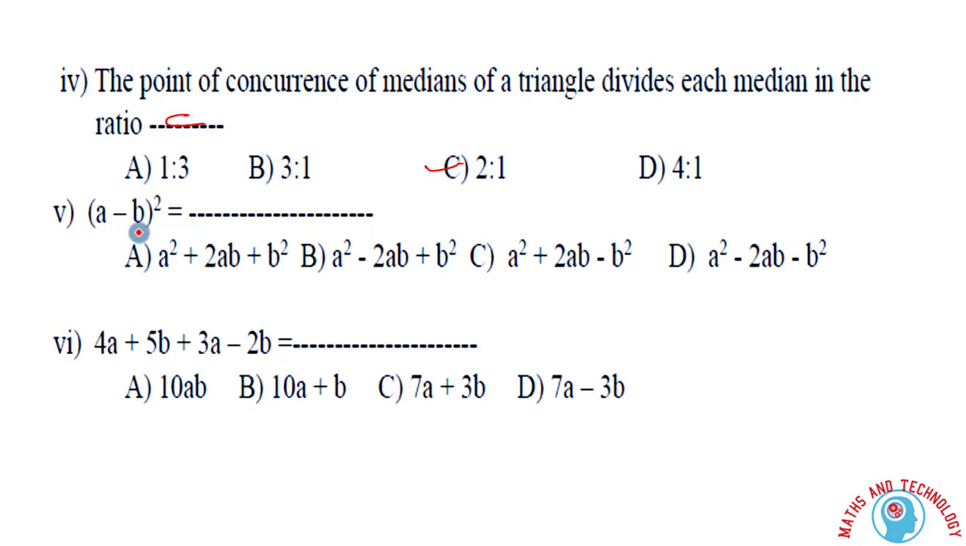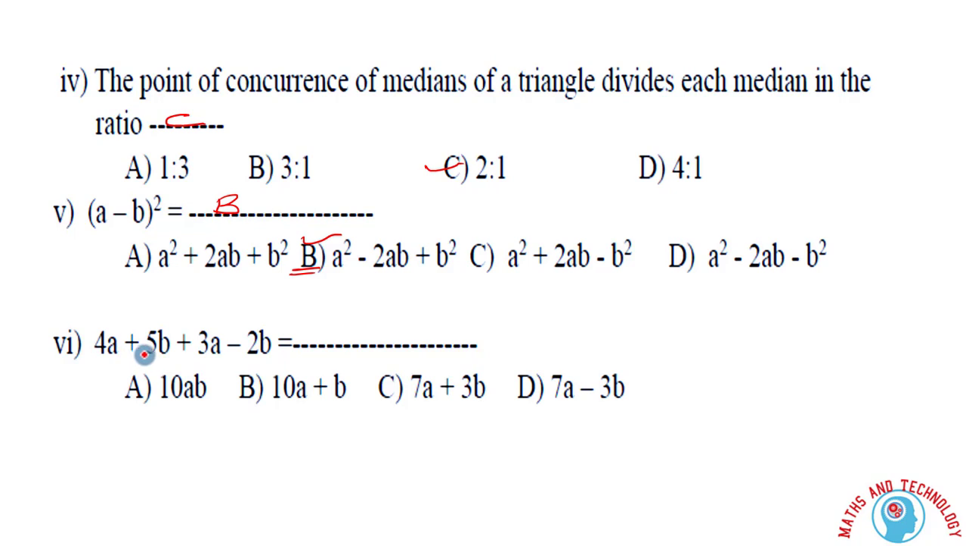Next one, (a minus b) bracket square equal to, we know (a minus b) square equal to a square minus 2ab plus b square. Here a square minus 2ab plus b square means option B. Here we can write B.